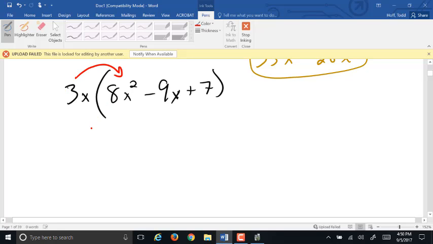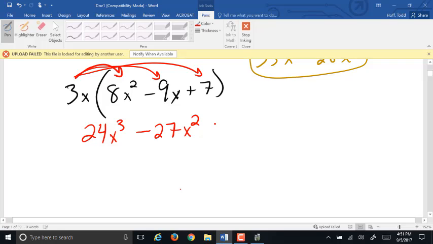3x times 8x squared is 24x to the third. Great. 3x times negative 9x, perfect, negative 27x squared. And 3x times 7? Positive 21x. Any questions?